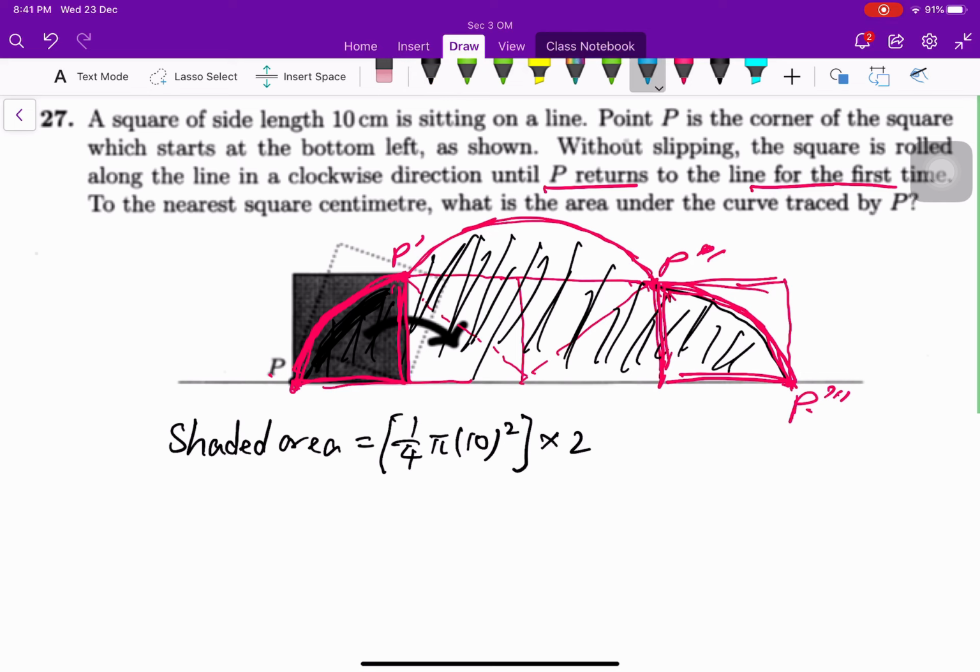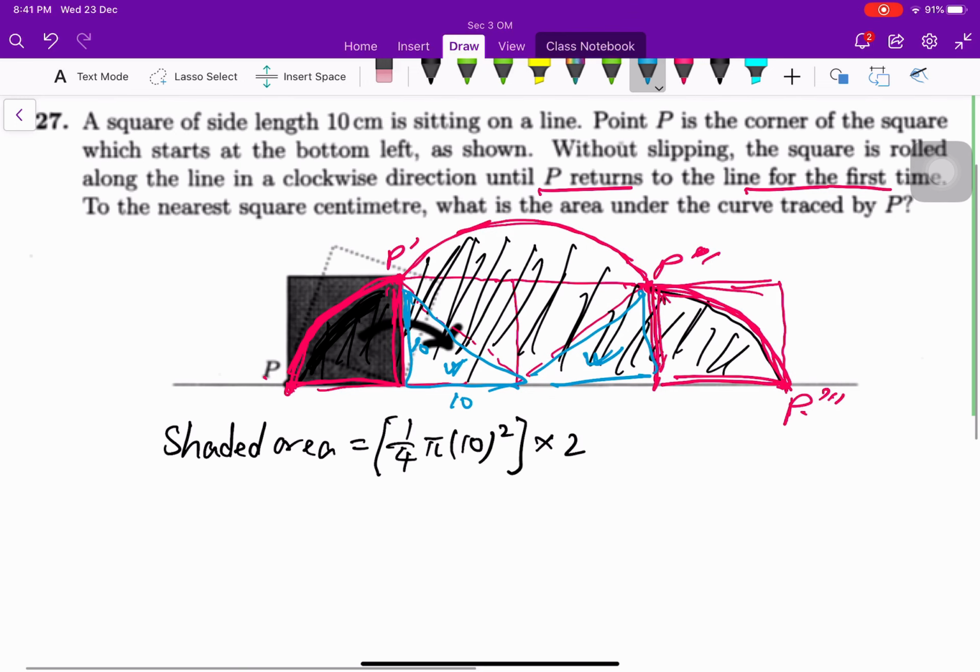I need to calculate this triangle. Can you see that? I need to calculate this triangle and this triangle. And when these two triangles come together, it is actually a square. This is 10, and this part here is 10. This triangle plus this triangle actually give you a square.